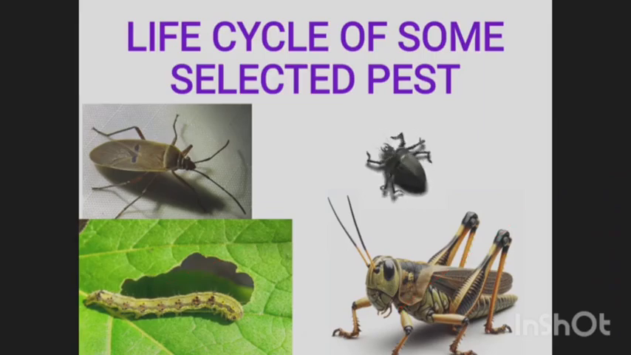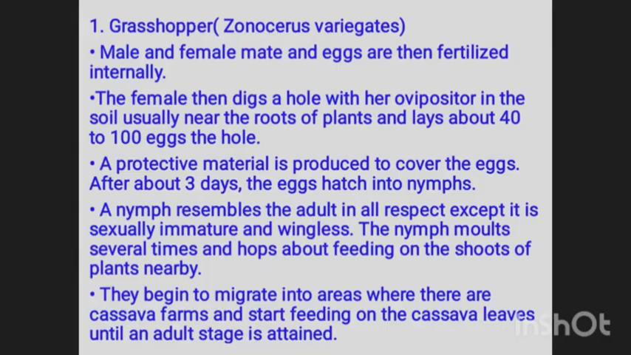Let's look at the life cycle of some selected pests. First, there's the grasshopper, and grasshoppers are leaf feeders. Now, what is the life cycle all about? First, the male and the female mate, and the eggs are fertilized internally.